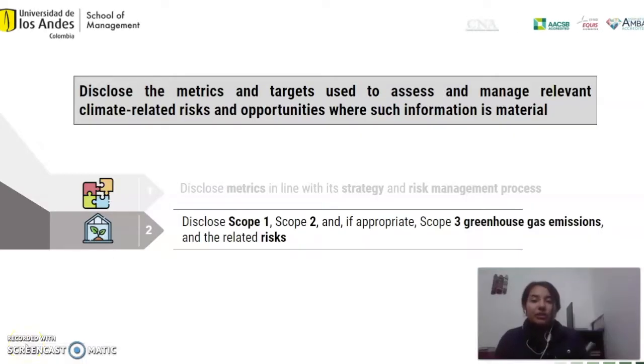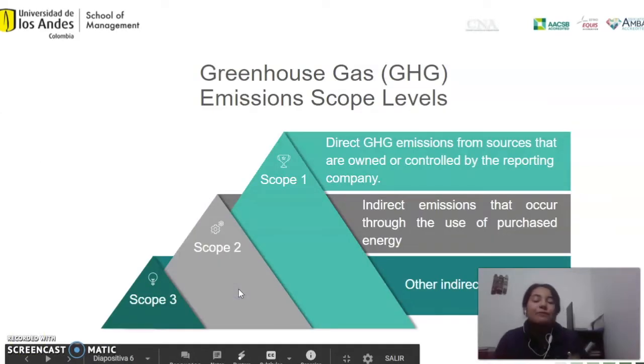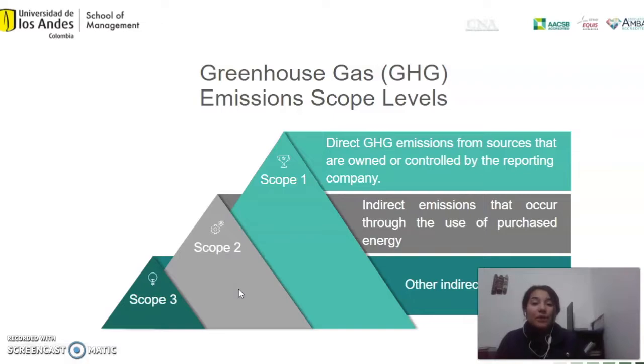The second recommendation is to disclose the direct and indirect greenhouse gas emissions through the Greenhouse Gas Protocol methodology. This protocol establishes three scope levels. The first one is the direct greenhouse gas emissions from its operational activities. The second scope is the indirect emissions that occur through the use of purchased energy. That is because the production of this energy through the combustion of fuels emits greenhouse gases. Therefore, the activities that use the energy indirectly cause these emissions.